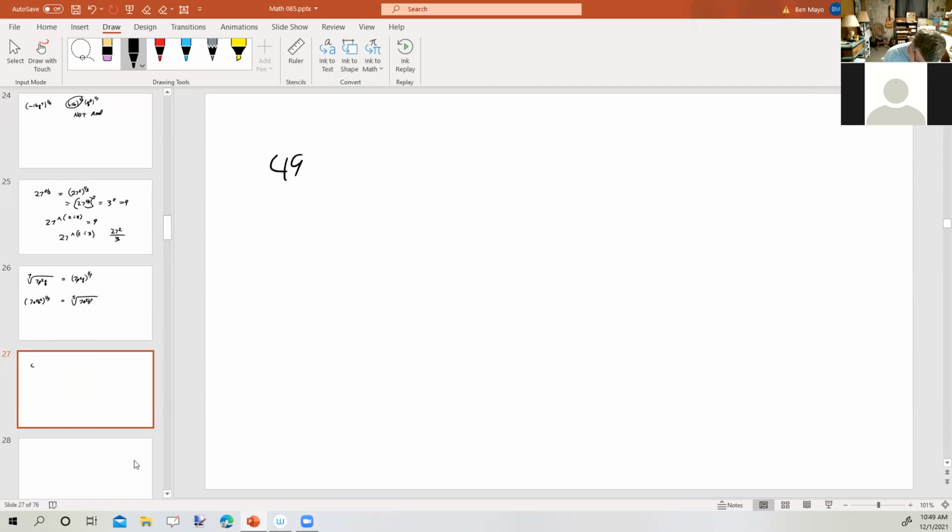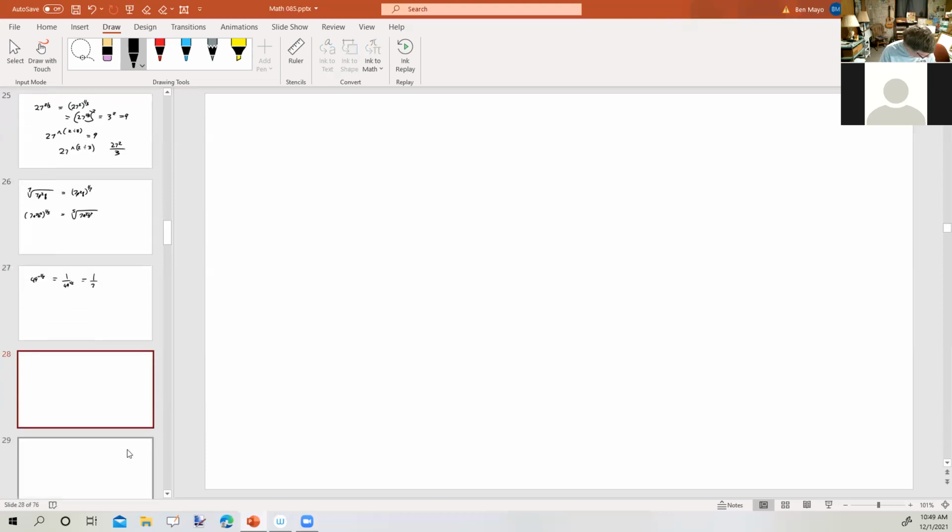How about this? 49 to the negative 1/2 power. To deal with a negative exponent, you do the reciprocal of the base and change the sign of the exponent. And 49 to the 1/2 power, the square root of 49 is 7, so we get 1/7. How about this? 4 to the 2/5 power times 4 to the 2/5 power. Multiplying powers with the same base, you add the exponents. So this would be 4 to the 2/5 plus 2/5 power, which is 4 to the 4/5 power.